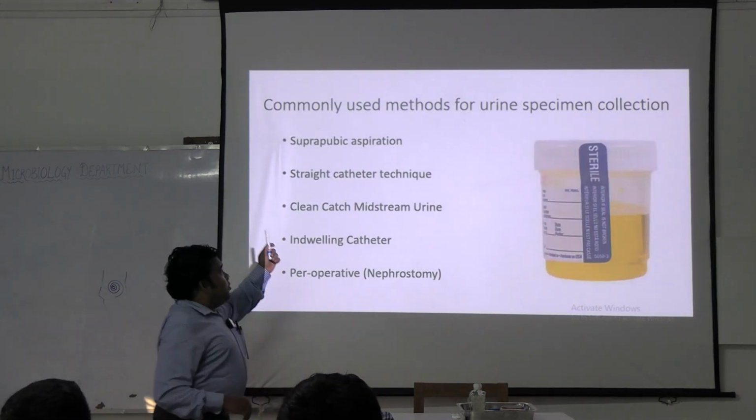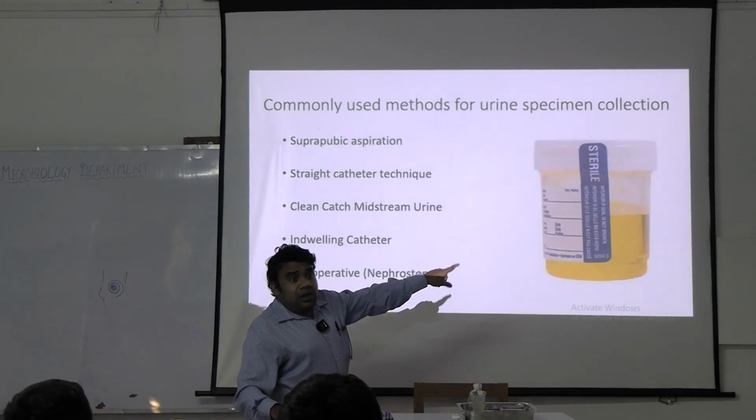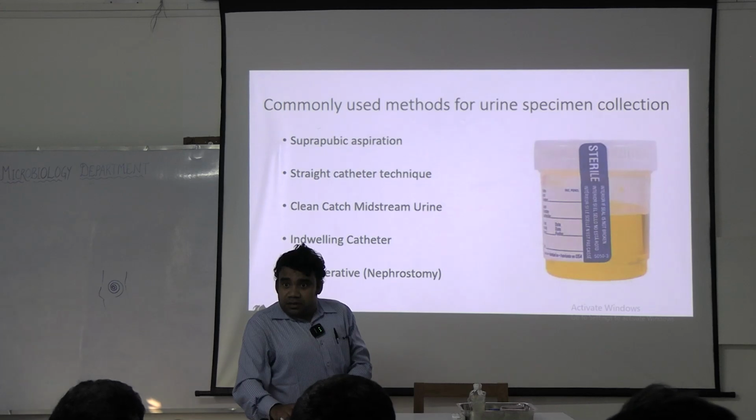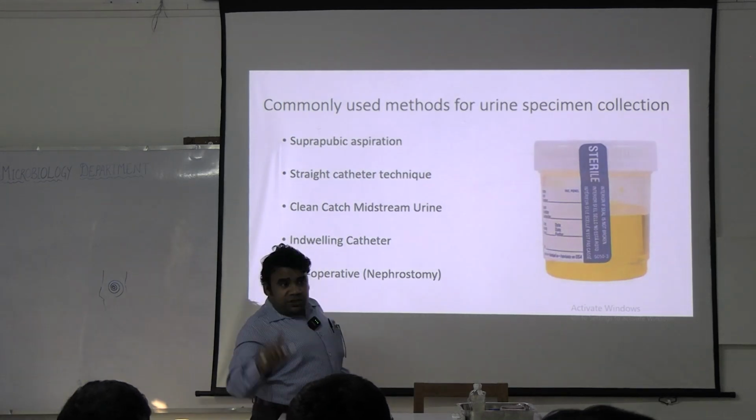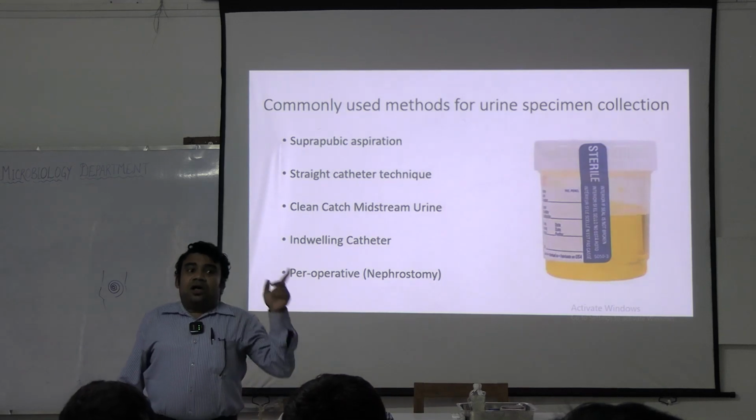So these are the commonly used methods: suprapubic aspiration, straight catheterization, and the sample that is taken in a container. This is called a universal container, and it's a sterile container. The most important aspect of this container is that it is sterile.